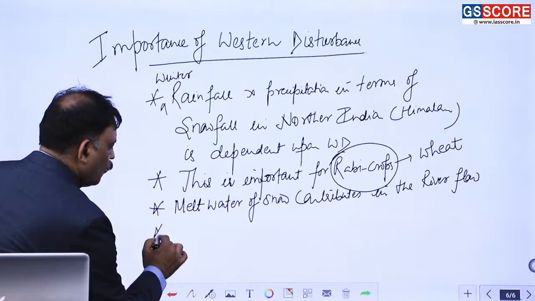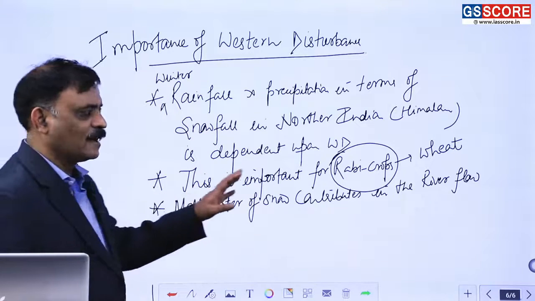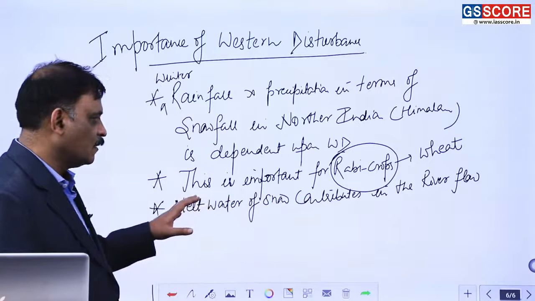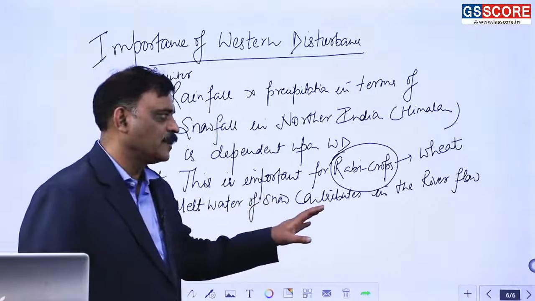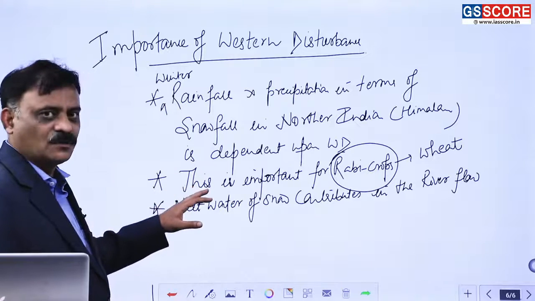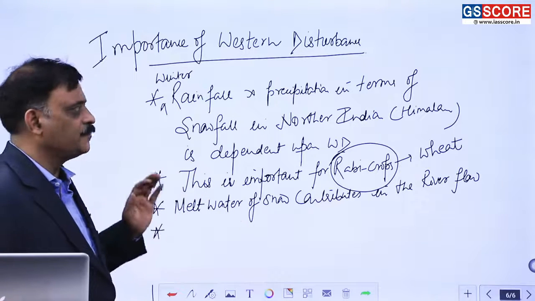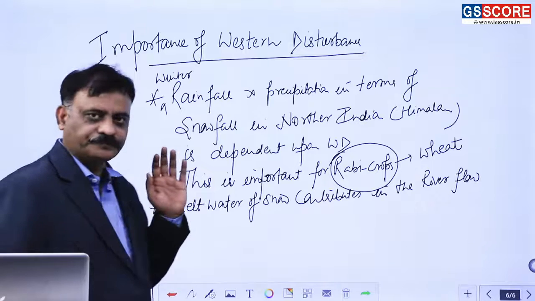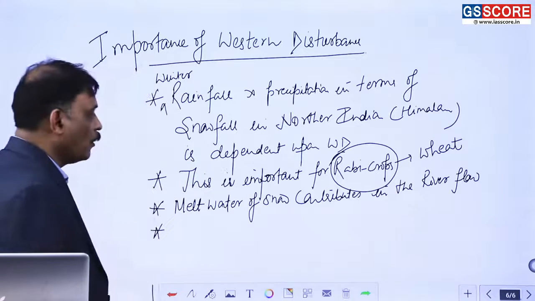Now this is also an important one. This is important for the Rabi crops. And this is also important in terms of contributing to the river flow, because all the melt waters of the glaciers and the snow will ultimately drain into the river. Now another important point.